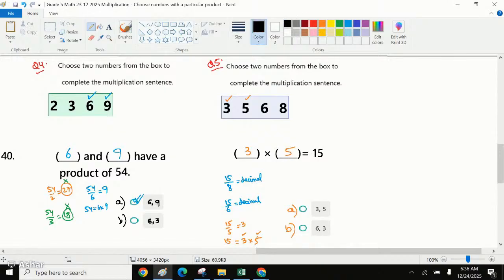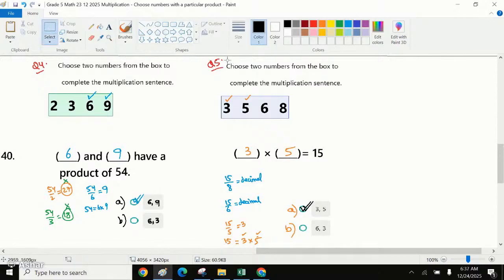Option number A should be correct, right? Because that is 3 multiplied by 5. Agreed? Thank you. Okay, let's do the next one.